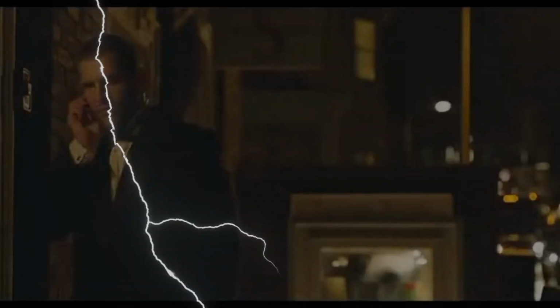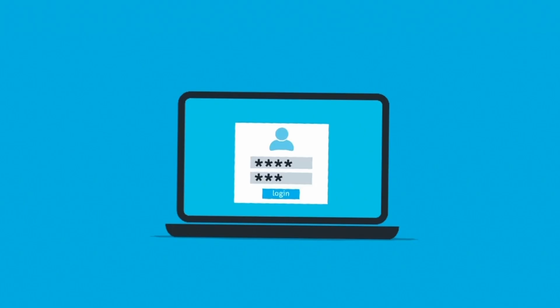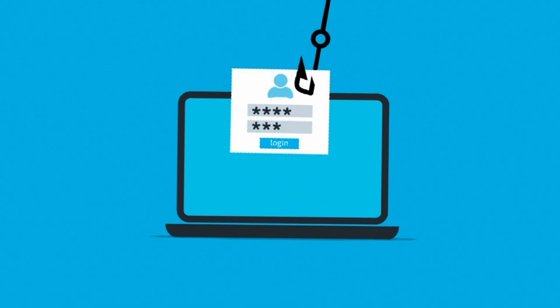Let the hacking begin. Cyber attackers are constantly improving their methods. To protect yourself, it's important to understand these threats. By knowing the risks, businesses can take the right steps to stop or reduce them.